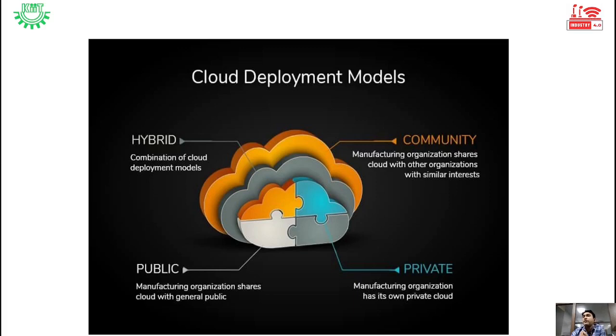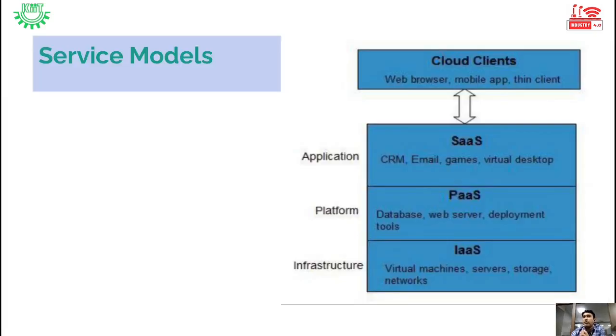So let's say a few manufacturers are there, they will just form a community and they might be sharing the common requirements, or they can design a cloud for their own use. So that kind of cloud could be called a community cloud. So now based on service models, the cloud can be specified into multiple types.